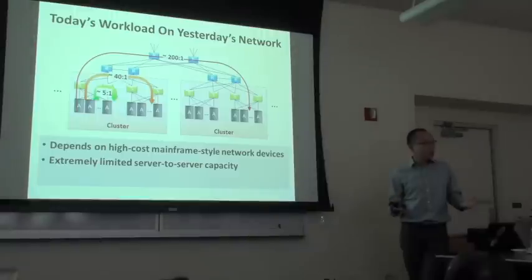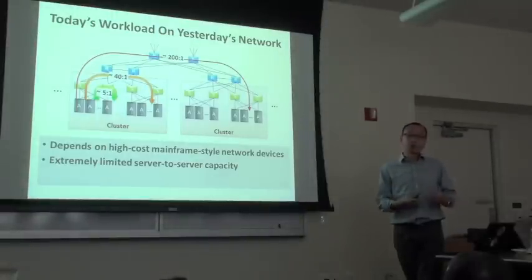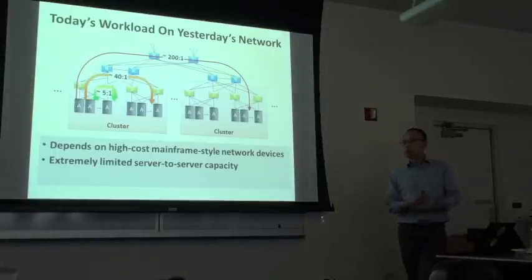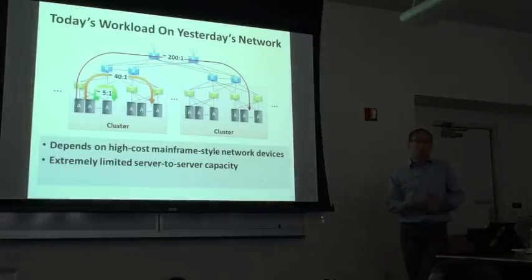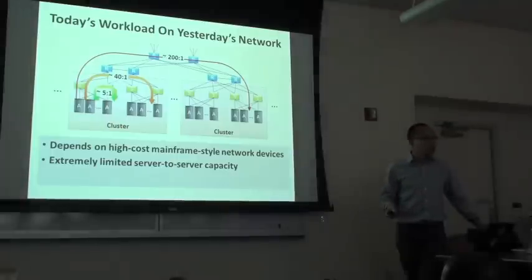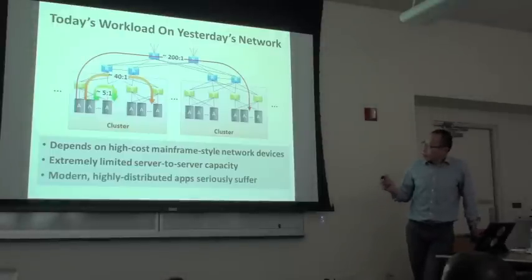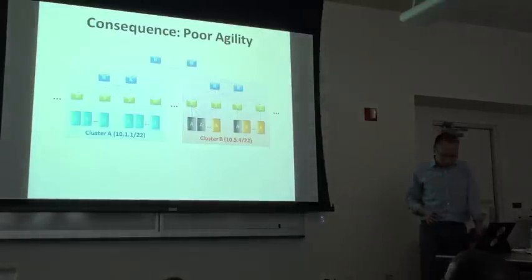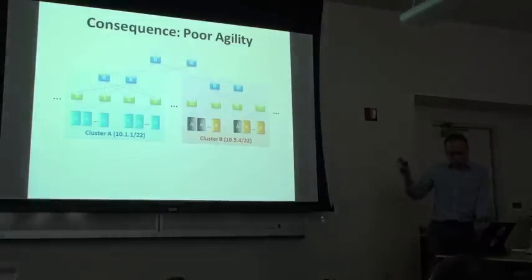Today's data center applications are highly distributed, almost embarrassingly distributed style, like MapReduce, distributed blob storage, distributed in-memory caching, etc. These kinds of applications usually drive a huge amount of intra-data center traffic, also known as east-west traffic, and then you have some serious problems. So what are those problems? The consequence is poor agility.